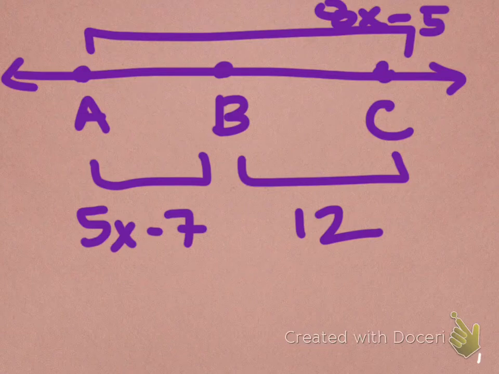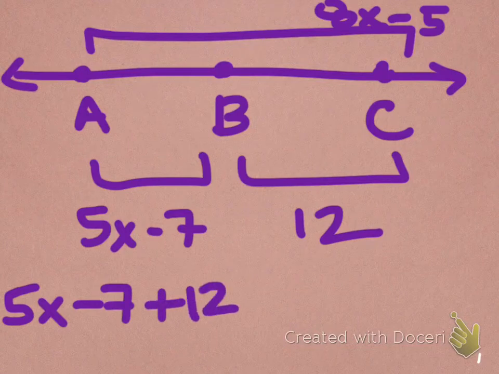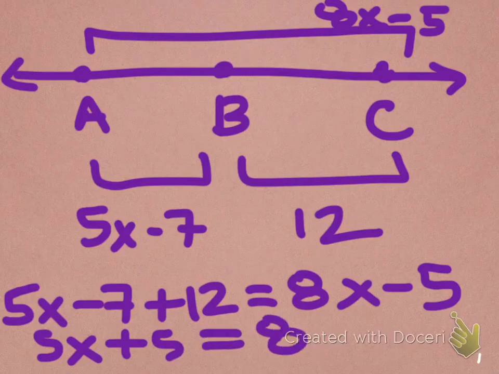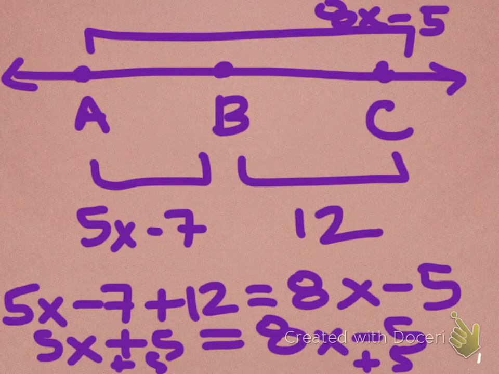And if we're trying to find AC, we also need to find x first. So we're going to do very much like we just did for the last problem. We're going to combine AB plus BC and put it equal to the total AC. So 5x minus 7 plus 12 equals 8x minus 5. And that's how we're going to solve for x. So combine like terms, 5x plus 5 equals 8x minus 5. And that becomes 5x plus 10 equals 8x.